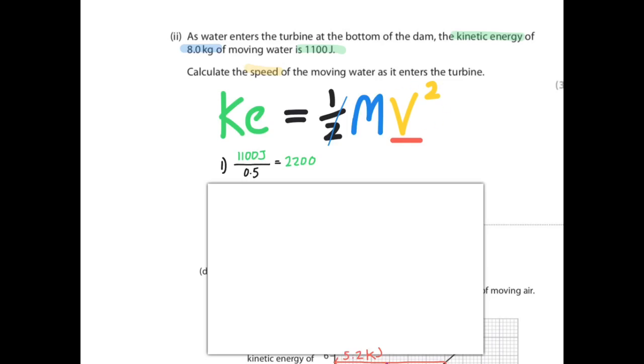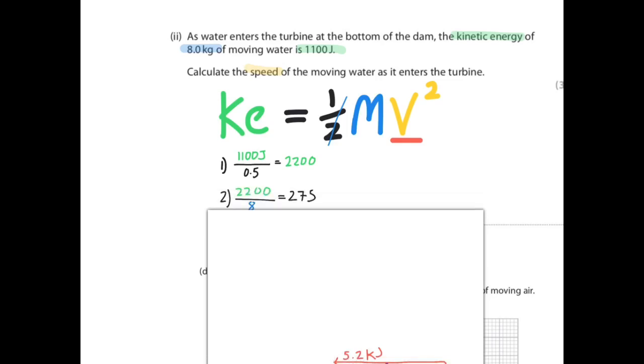Next, this has been multiplied by mass, so to get rid of it, we need to divide by mass. So the next part is dividing by mass. By dividing this side by mass, the effect is we get rid of mass on this side, and we end up with 2,200 divided by 8, which is 275.